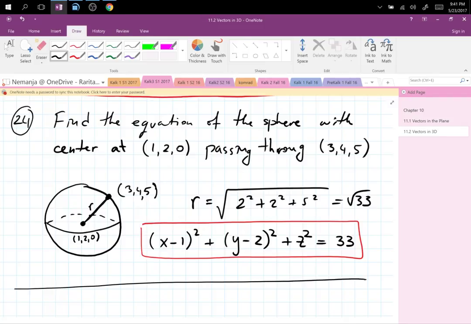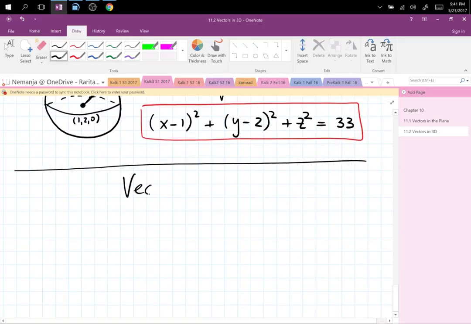The only thing that is left is actually to talk about what the title is, and that's vectors in 3D. We haven't talked about that yet. So now vectors in 3D. We have the vector u to have 3 components.